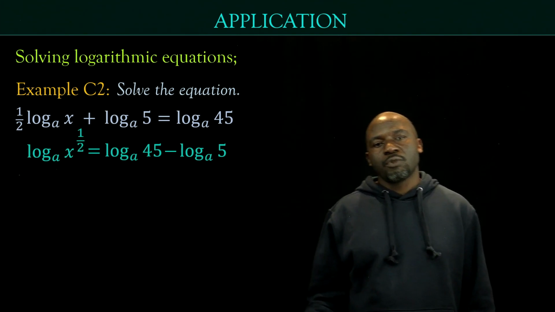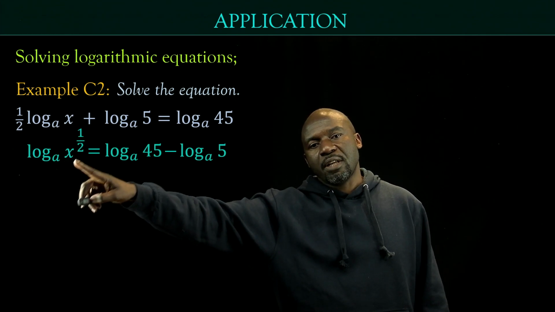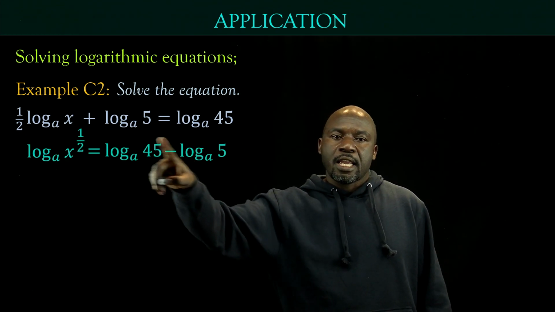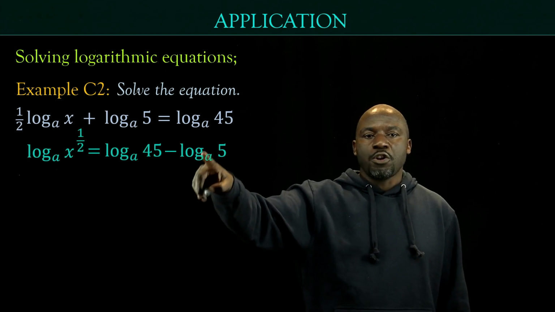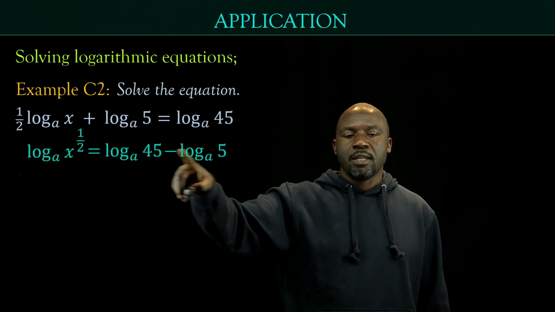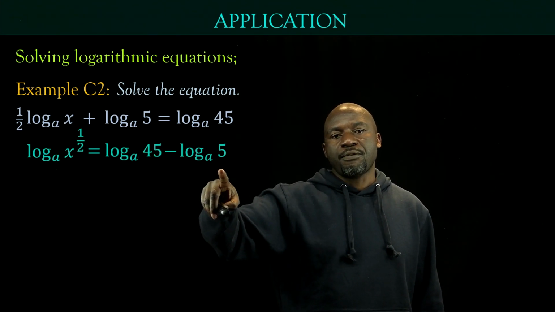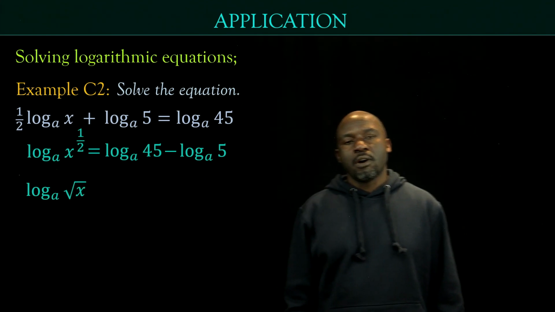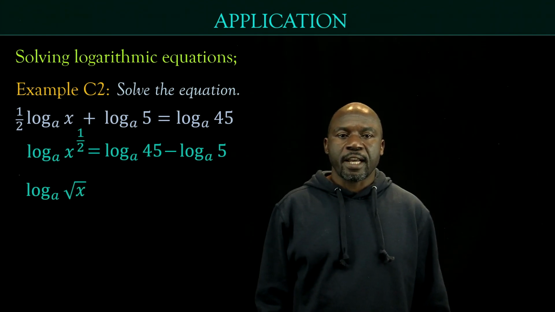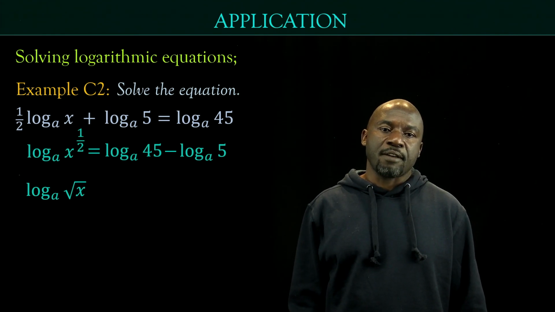And so now what we can do is, this is the same as the square root of x, so I have log to base a of the square root of x, and here I can use the quotient rule, which says log of a minus log of b is log of a over b. So log of 45 over 5, okay, like this. So log to base a of the square root of x becomes log to base a of 45 over 5, like this.